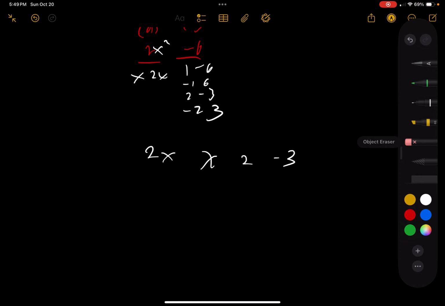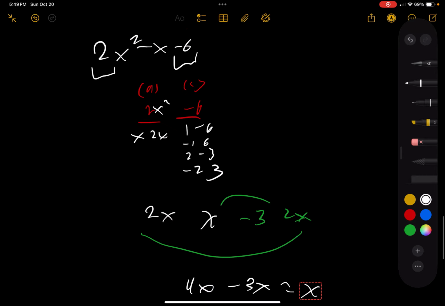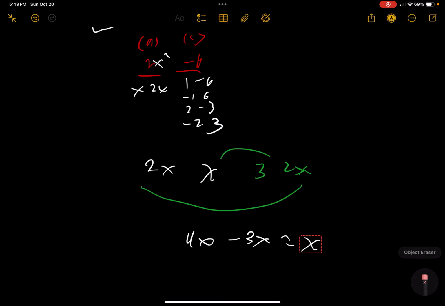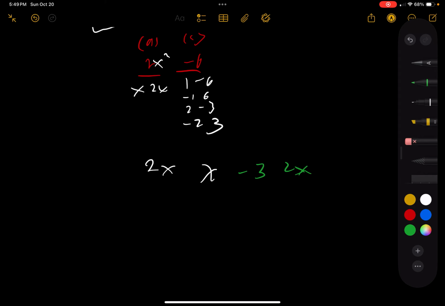Now we can swap around. So 2x minus 3x. 2x times 2x, x times -3. This becomes 4x, and this becomes -3x. And what does that equal? x. That's so close to -1. So what if we just try to swap around the negative signs? So let's try that now.